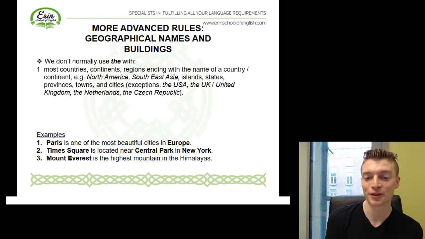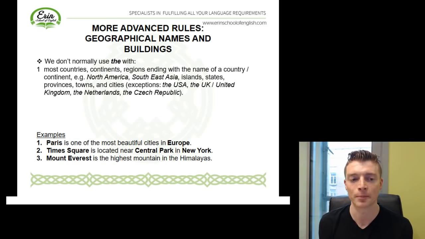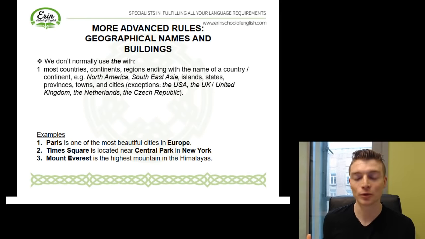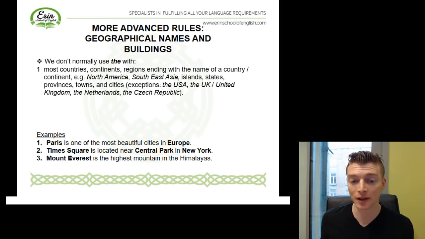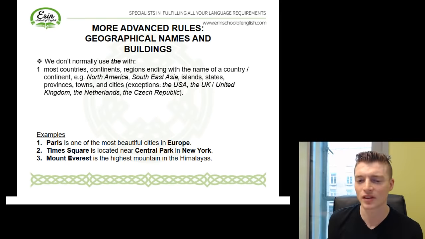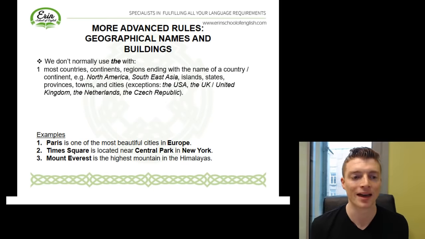But just be careful, because unfortunately we have a few exceptions to the rule to remember. So the USA is one exception. We use the with USA. However, if you're saying America, we don't use an article. So he's from the USA, she lives in America. Another exception would be the UK, the United Kingdom, the Netherlands, the Czech Republic. So just a few exceptions to remember. But most countries, continents, we do not use an article.